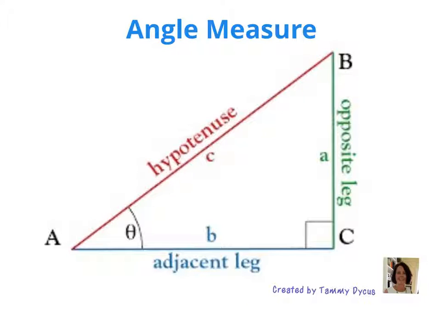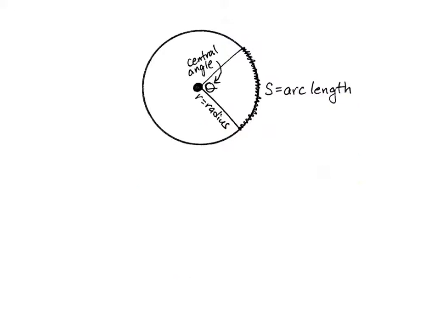Angle measure. We'll start our first chapter of trigonometry learning about angles. This diagram illustrates different parts of a circle that we're going to be working with today. From the center out to the outside edge, hopefully you know that that is a radius. The central angle is an angle that's created from the center of a circle.